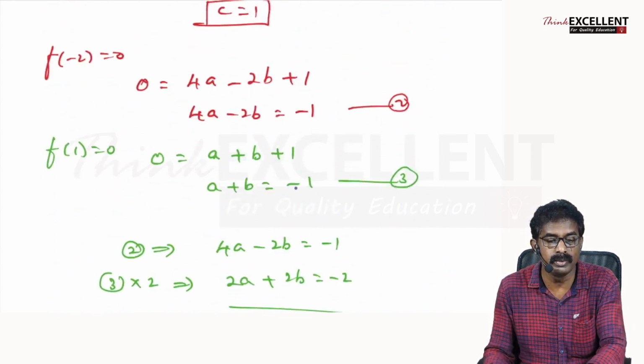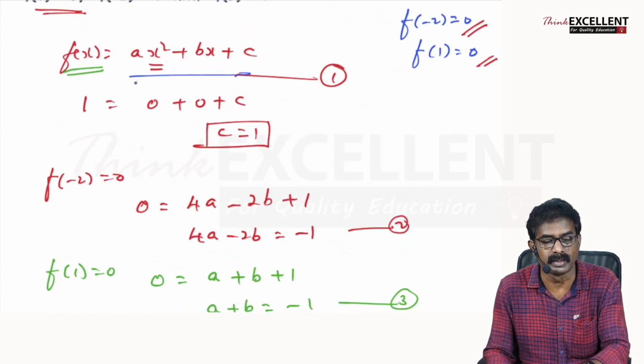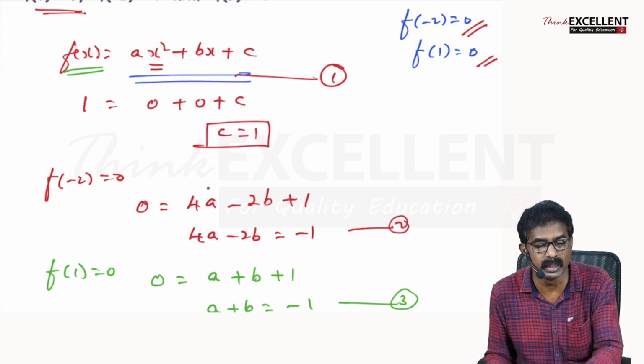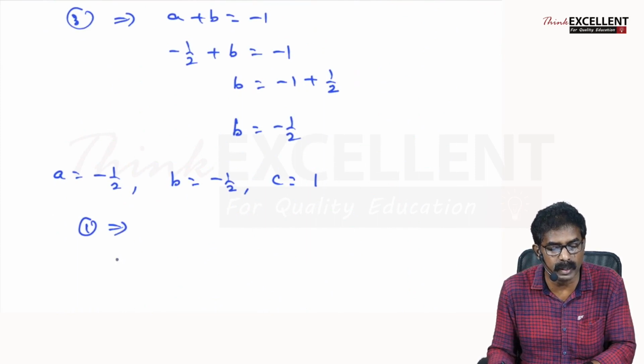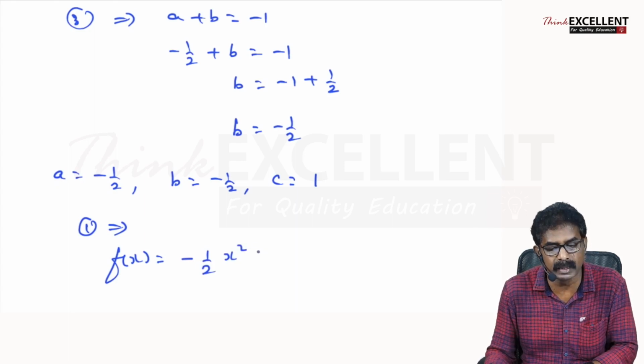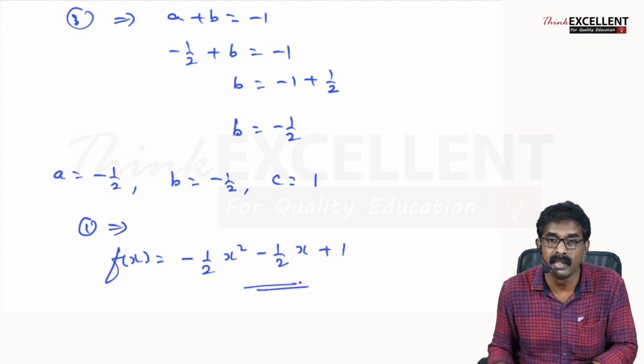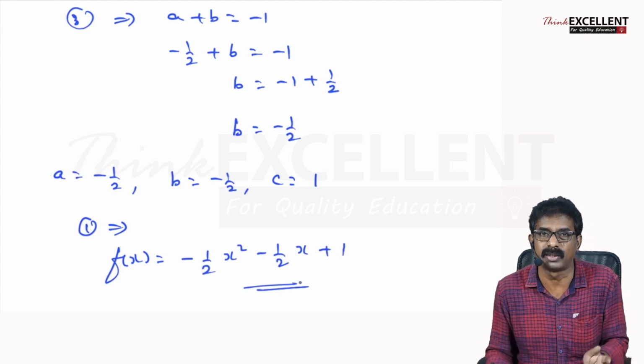All these values you substitute in the first equation. So what's the first equation? Ax square plus bx plus c. So substitute the first one, you get the quadratic polynomial. Ax square, a value minus 1 by 2, ax square plus bx, b value minus 1 by 2x plus c value 1. Okay, this is the general method for any question.